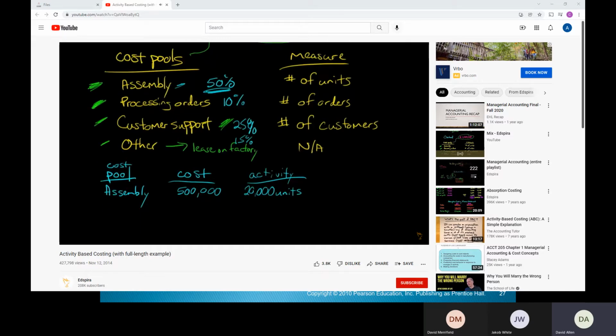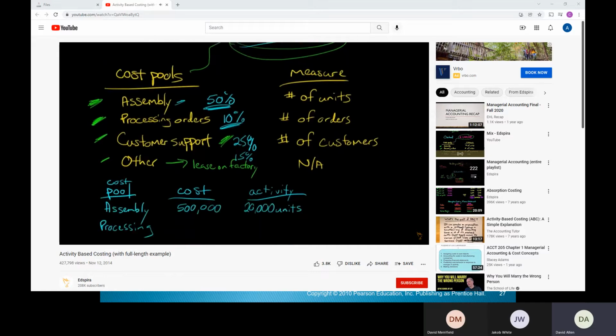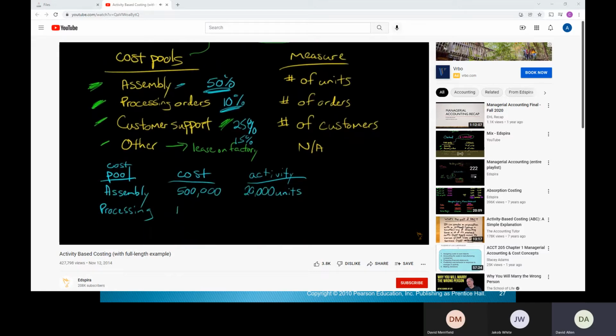Let me just figure out what we've got for the next one, which is processing. So we'll say here we've got processing. Now we need to know the cost for processing, right? So we say, well, we've got 10% of that million. Remember that million right here. Say 10% applies to processing. So that's going to be $100,000. So I put 100,000 here.